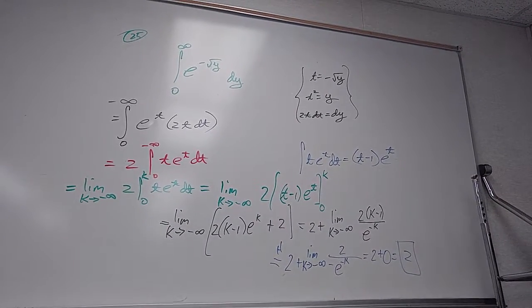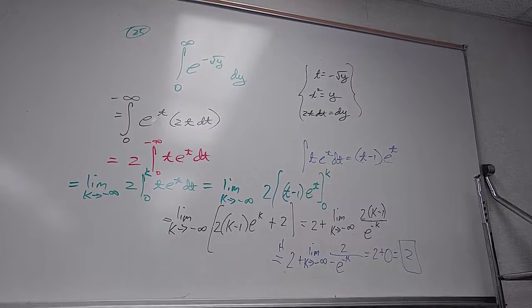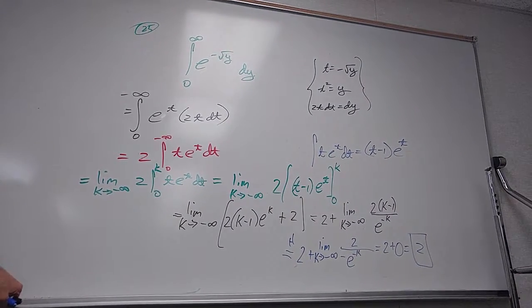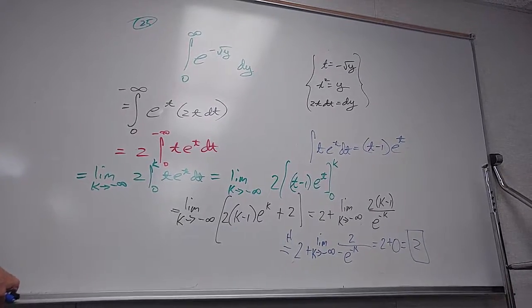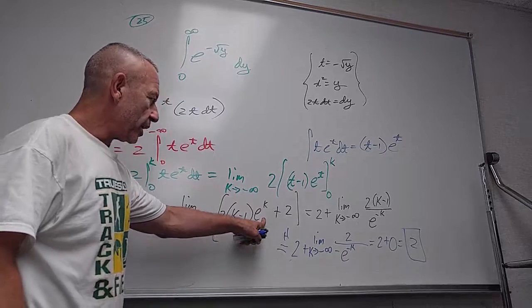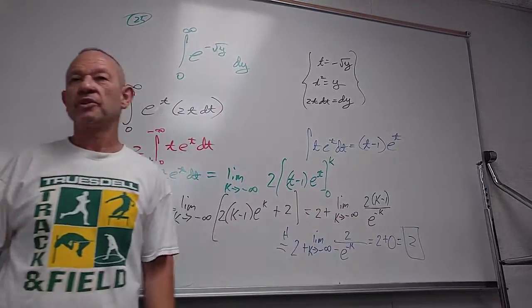How'd you get e to the negative k? Pardon me? Did you get e to the negative k? Which negative k? There's a lot of k's. Which color? The black. The right side. Red side, black? e to the k in the numerator is e to the minus k in the denominator.